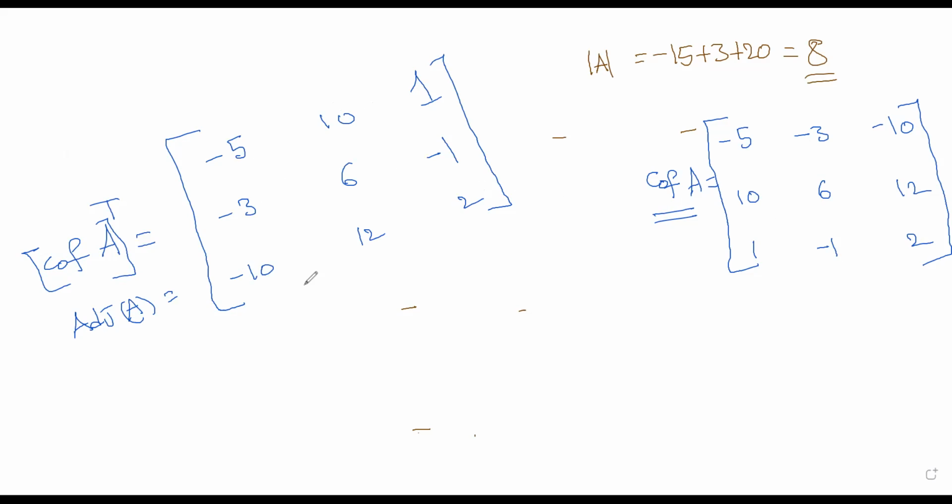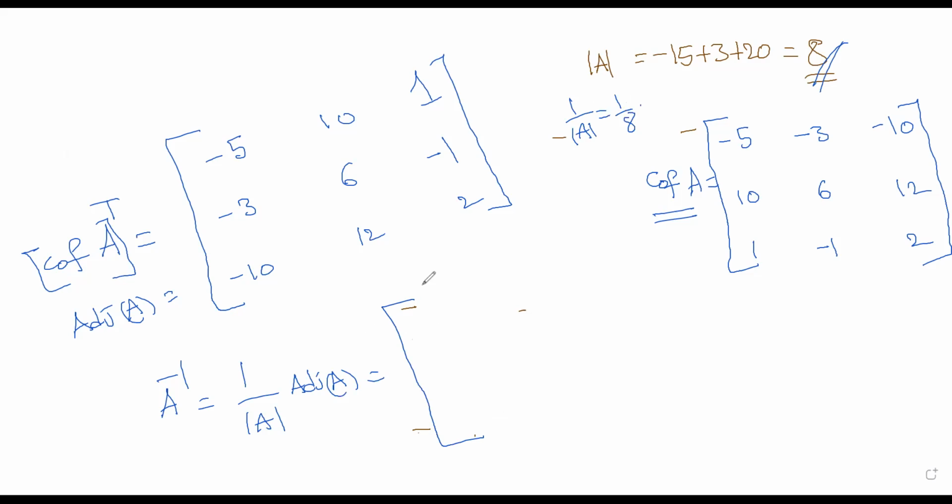Now you got this adjoint A. Now A inverse is 1 by det A times adjoint A. So you have to divide everything by 8. Yeah, det A is 8, right? So 1 by 8. You got to divide everything with 8. That's it.